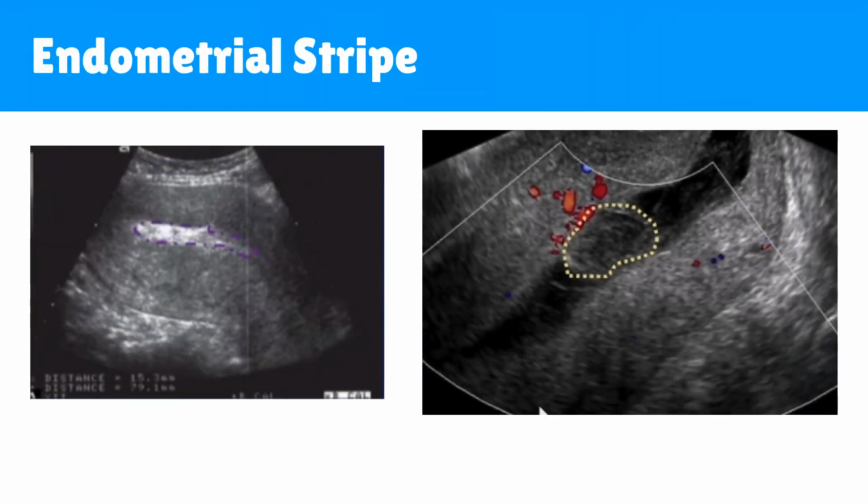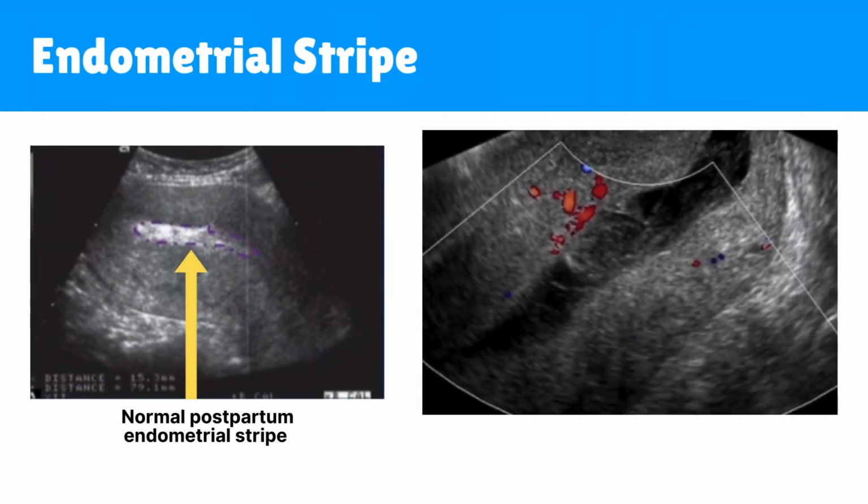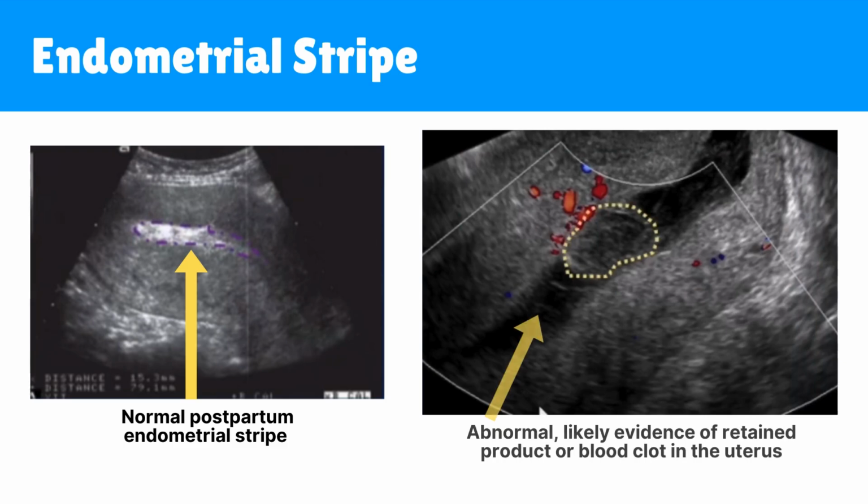Let's look at more examples. On the left, you see a normal postpartum endometrial stripe. It is somewhat thickened and irregular in appearance. On the right, you see an example of an abnormal appearing postpartum uterus with evidence of a blood clot or retained portion of placenta, which can look like a discrete mass or like a collection of fluid on bedside ultrasound. Depending on the clinical scenario, bedside ultrasound with these findings may require intervention with either medication or procedures, and further evaluation will be warranted. Let's look at another example.